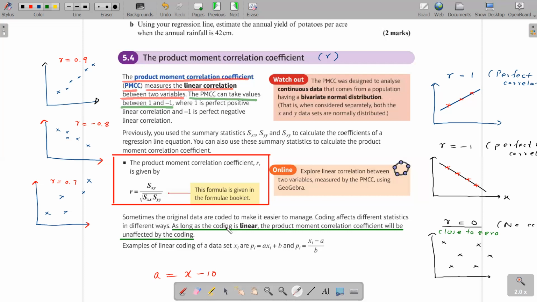So now what they're saying is if you are working with coded data, look here, as long as the coding is linear, the product moment correlation coefficient will be unaffected by coding. So guys, this is so important. Okay, this is so important. So as long as your coding is linear, the PMCC value, the R value will not change. Okay, so that's really important. Make sure you mark that. So we'll go to the exercises now.